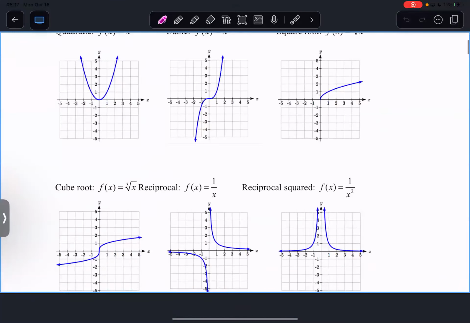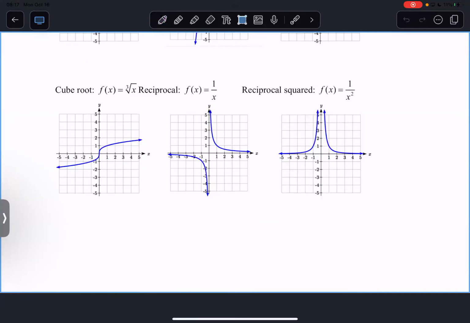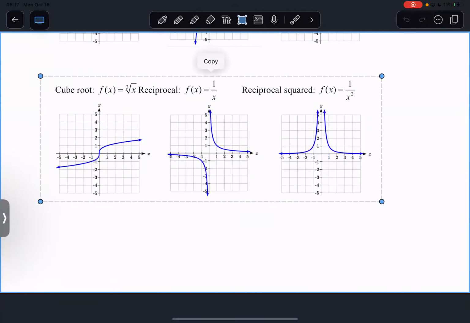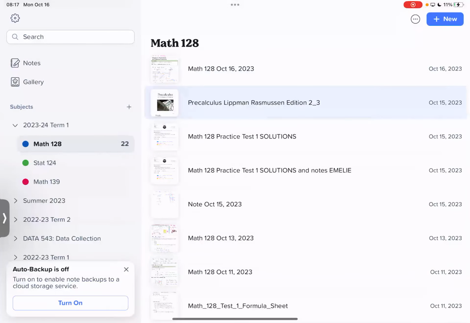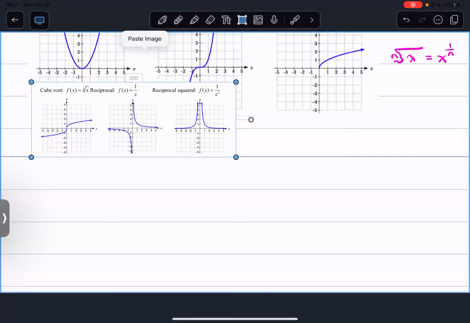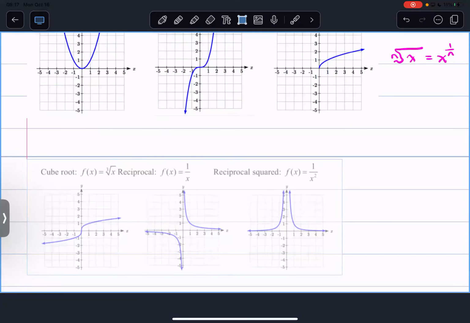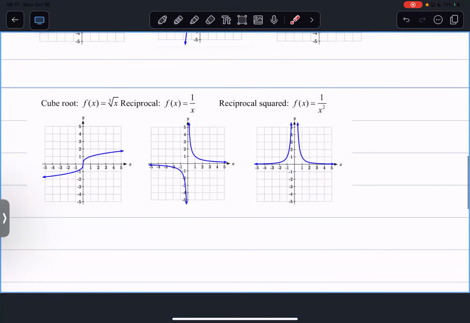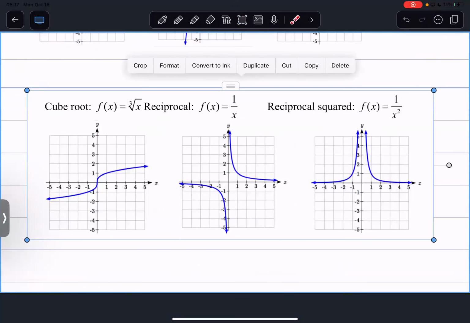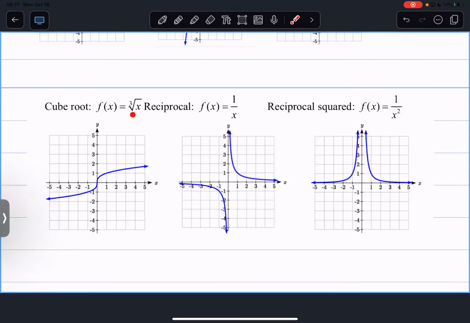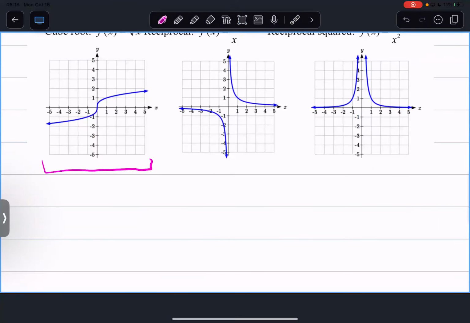What about these guys? Well, we just said that if I have the nth root, I can rewrite this as x to the 1 over n, right? So this I can rewrite as f of x is x to the 1 over 3. Fair enough.